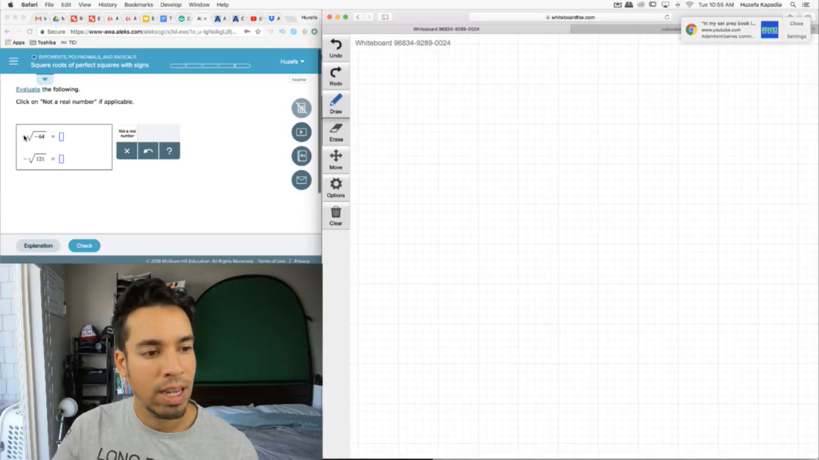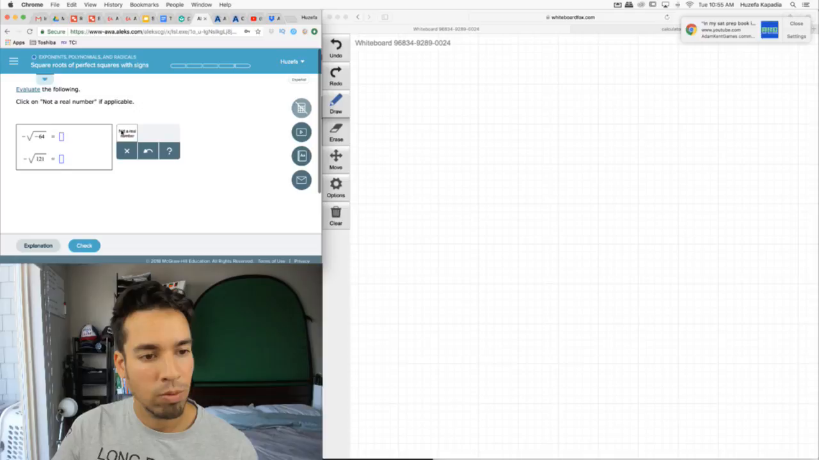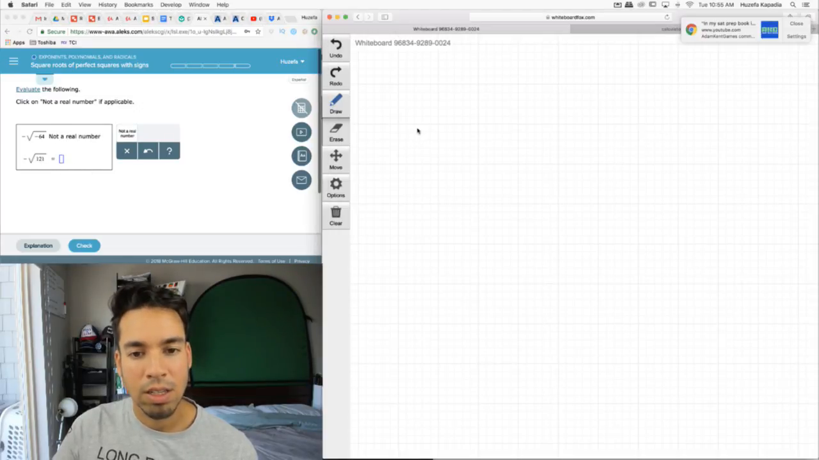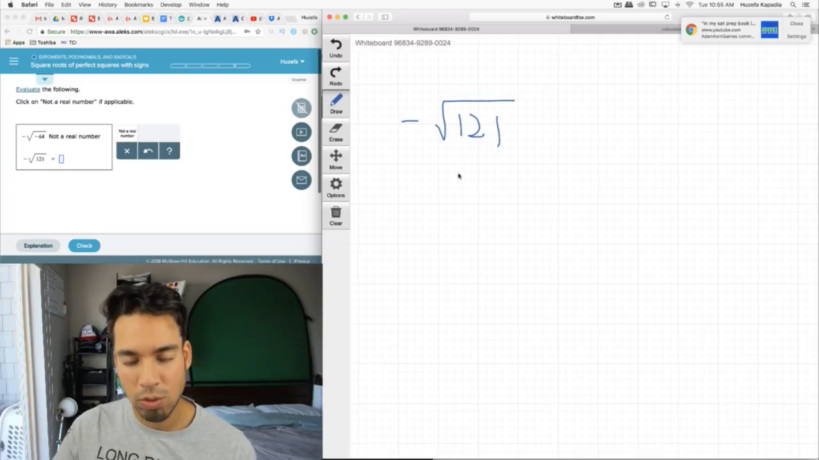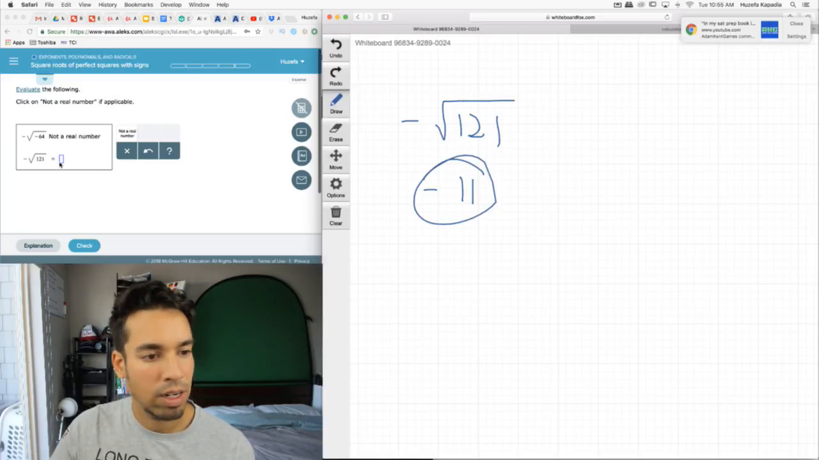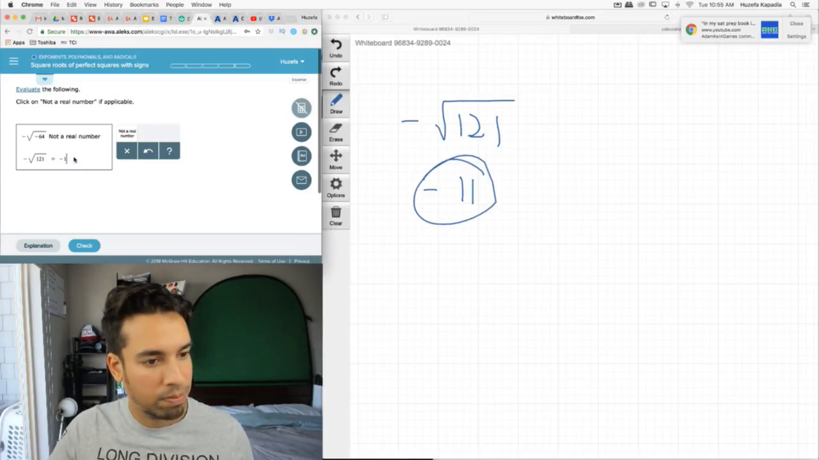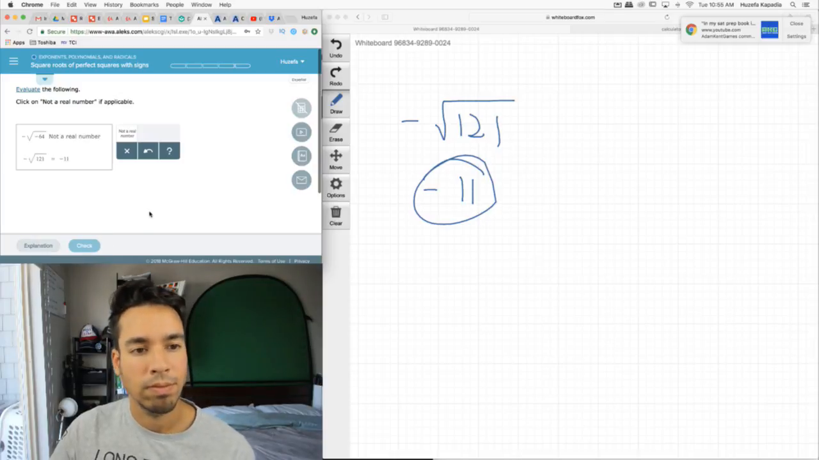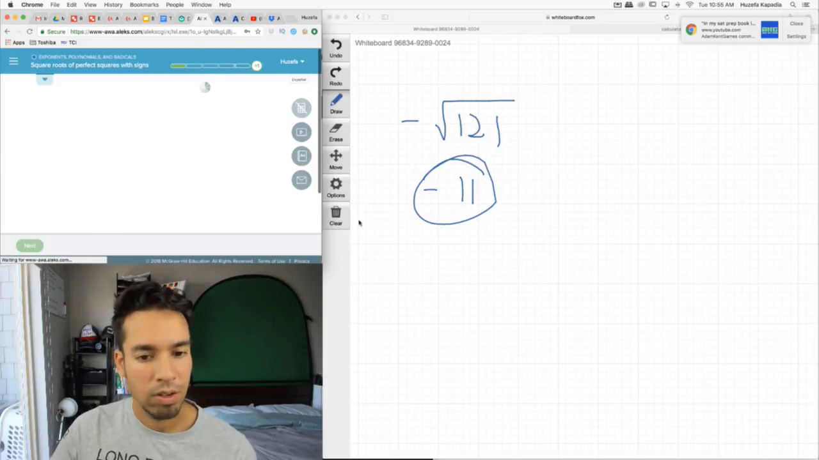So look right here. I know I have a negative in front of this, but the fact that I'm trying to take a square root of a negative number, we can right off the bat say not a real number. What about this one? This is okay because the negative is not on the 121, it's on the outside. So we take the square root of 121, which is 11, and then stick the negative on there, and our answer is negative 11. Okay, next.